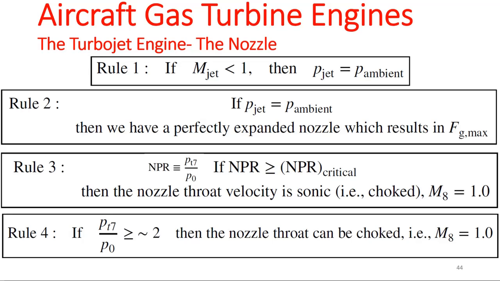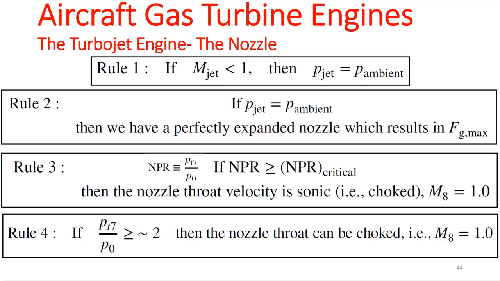Okay, so rule number 3 is telling us that we have a critical value of the nozzle pressure ratio at which the flow will be choked at the throat of the nozzle, right? So for any pressure ratio higher than this critical value, the nozzle throat velocity is going to be sonic. We will have the sonic condition, or the throat will be choked, as we have seen before.